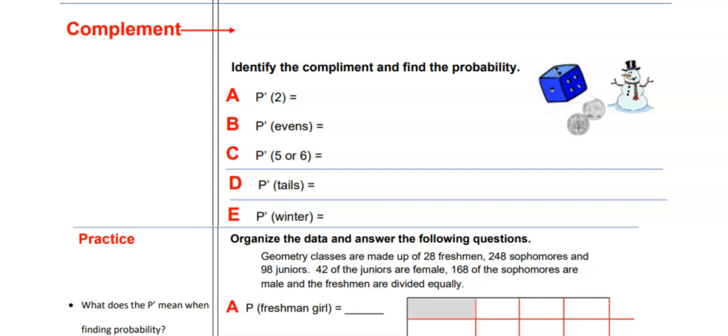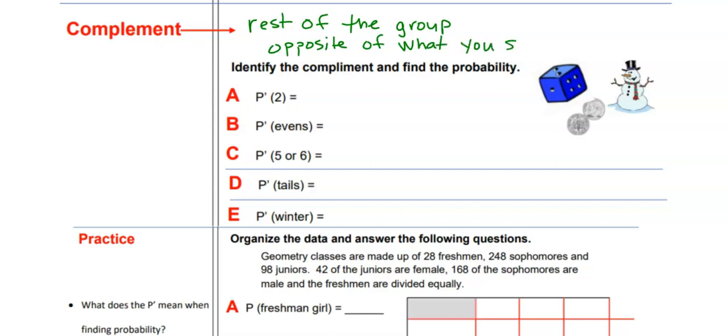What a complement is, it is basically your failures, you're not successful, or what I might say is like the rest of the group. Or maybe you want to think of it as like the opposite of what you see. Okay, so I think the best way to explain this is to just look at an example.